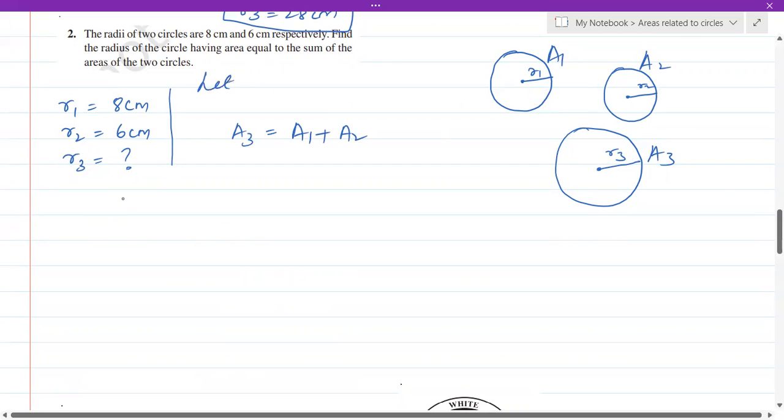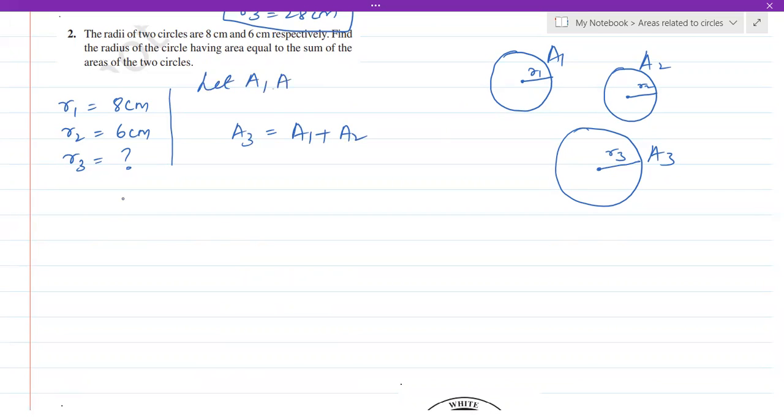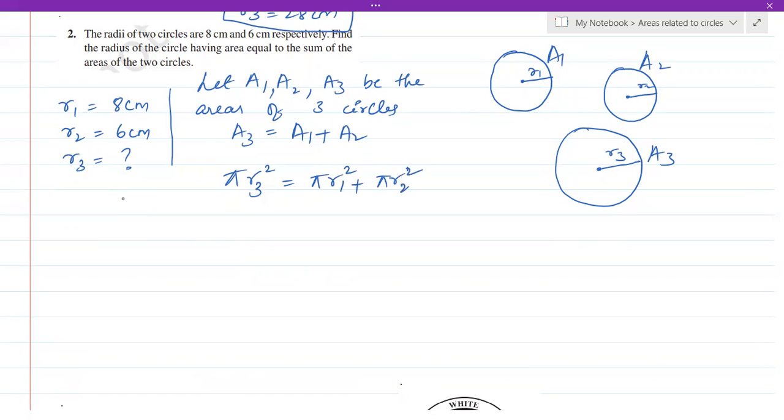So let A1, A2, A3 be the areas of the three circles. So A3, what is A3? Area of the third circle. Area is given by the formula pi r square. So here we'll take it as pi R3 square. Here it is pi R1 square, and here it is pi R2 square. Now again, if you observe the RHS, you can take pi as common.